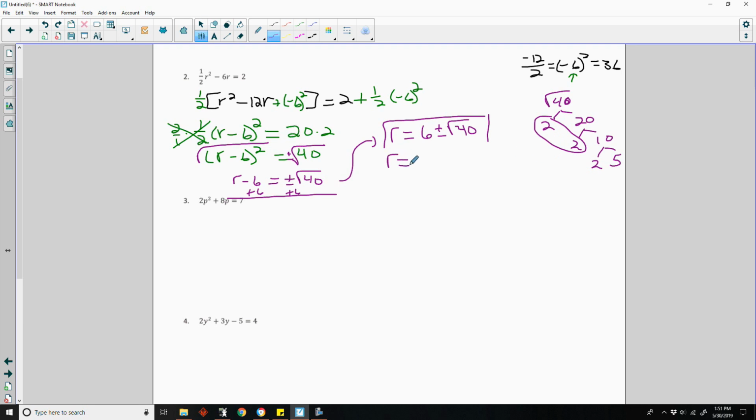So this would end up being r equals 6 plus or minus. This 2 will come outside of the radical, and what is not a pair has to stay in, and that's multiplication. So that's the square root of 10. Okay, so this is an answer, and this is the answer with a simplified radical.